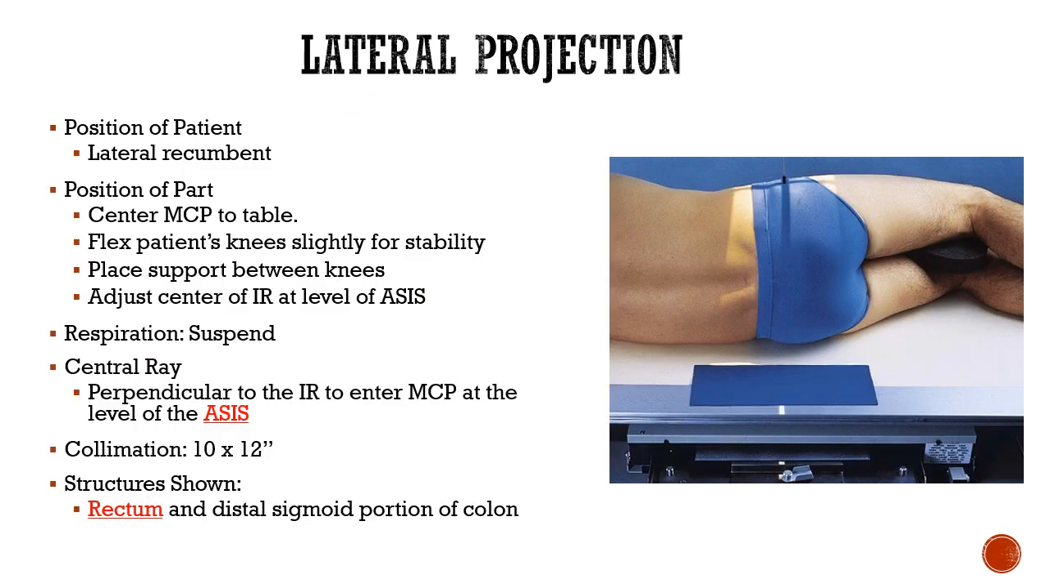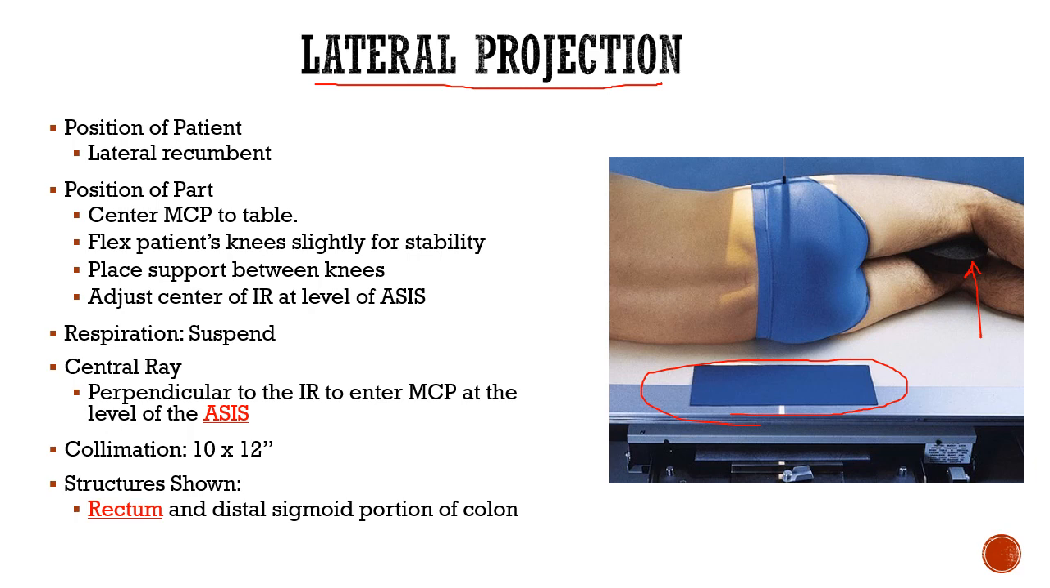Here's the lateral projection. We call it the lateral rectum because that's all we're imaging, just the rectum. So it's a lateral recumbent position. We're going to center the mid-coronal plane to the image receptor. We're going to flex the knees slightly for stability and put a support between them that you can see in the image. We're going to put a piece of lead behind the patient on the table. We're going to adjust the image receptor at the level of the ASIS and suspend respiration. The central ray is going to be perpendicular to the image receptor to enter the mid-coronal plane at the level of the ASIS.